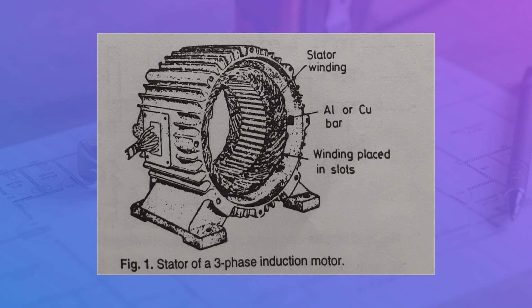So, this stator is shown here. It is a hollow structure. The stator windings shown here are made of aluminium or copper bar, and the windings are placed in slots on the periphery of the stator.